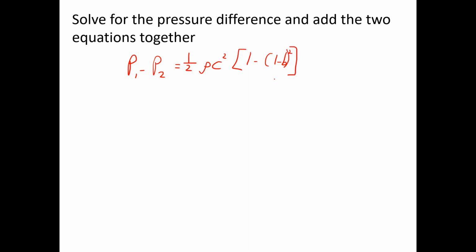So this is the resulting equation by taking those two primary equations, solving for delta P and adding them together. Now, I can compute the thrust on the turbine by taking the pressure difference and multiplying it by the actuator area. And by doing that, I get the following.